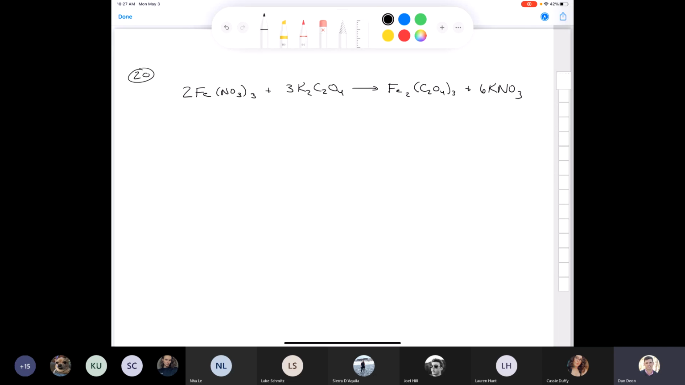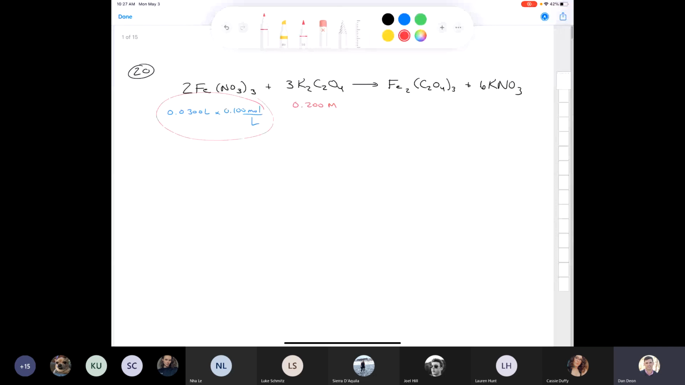And what they're telling us is that you're starting out with 0.0300 liters, right? Because 30 mL is that many liters of 0.100 mole per liter, or 0.1 molar iron(III) nitrate. And it's asking you what volume of 0.200 molar potassium oxalate is required to react with all this.